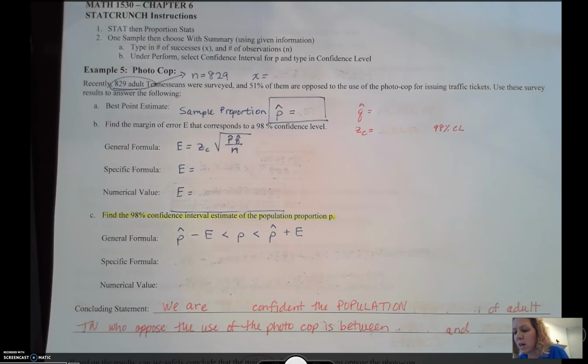Welcome to the photocop example for confidence intervals for proportion. Recently, 829 adult Tennesseans were surveyed, and 51% of them opposed the use of the photocop for issuing traffic tickets. Use the survey to answer the following.